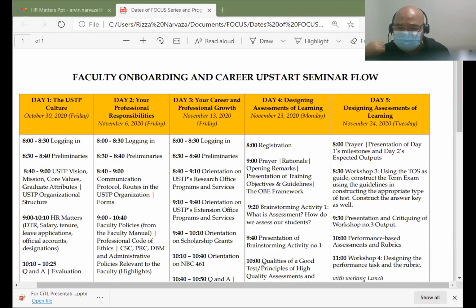Okay, so there's a question here, by the way, regarding CiTL's training: whole day jud ang day 4 and 5? Yes sir, Wenico, that is on designing assessment. So this will be a transition from the HR to CiTL na dayon. Here, what we are discussing is the technicalities of our job, so regarding HR matters, but for days 4 and 5 this will then be transitioned to pedagogy na dayon siya nga training.